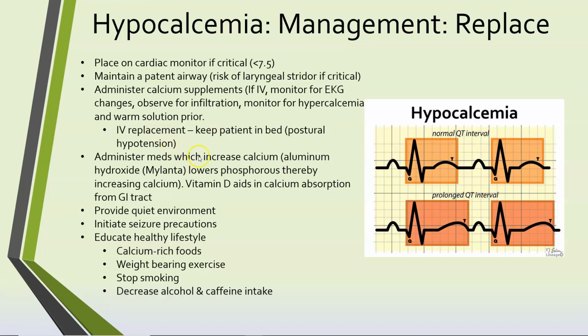You want to administer medications that will increase calcium. Things like aluminum hydroxide or Amphojel will lower phosphorus, thereby increasing calcium levels. And vitamin D will aid in the calcium absorption from the GI tract. Give the patient a quiet environment. Initiate seizure precautions. Educate about healthy lifestyles, calcium-rich foods, weight-bearing exercise, get them to stop smoking, and decrease alcohol and caffeine intake, because it will rob the body of calcium.